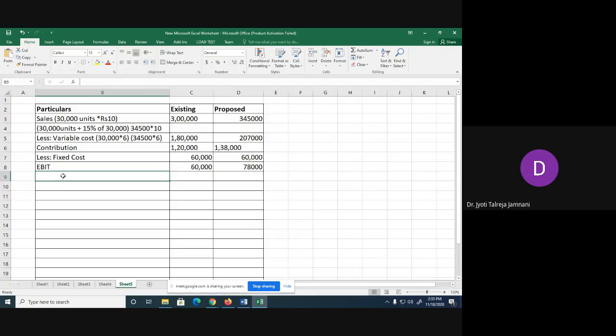Now next we will minus tax. EBIT, what is it? Earnings before interest and tax. Here we don't have the interest thing as of now, so we're not taking that into account, but we have tax, so we will do less tax. And now we'll see what is the percentage of tax given in the question.